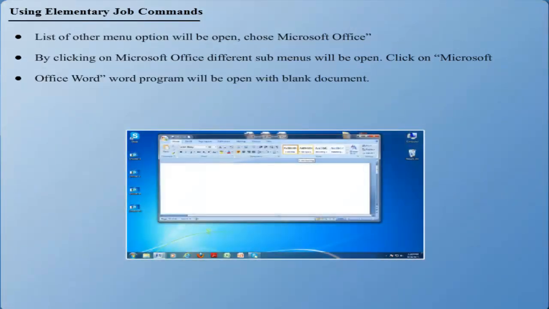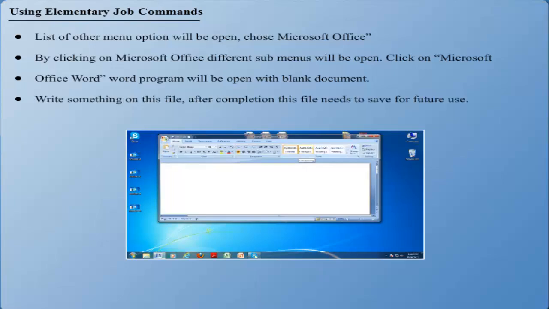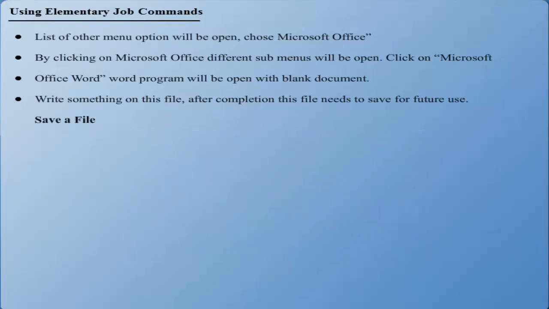Number 4. Simply write or type something in this file. Then after completion, the file needs to be saved. Just follow the next step given below. Saving a file. The following is the basic procedure of saving a file in MS Word. Number 1. Just click on the Office button in the upper left corner of the file.